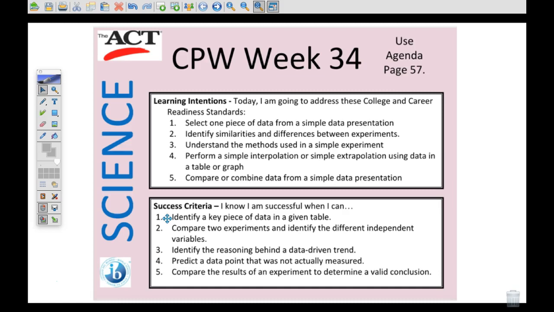In the second question, we'll compare two experiments and identify the different independent variables. In our third question, we'll identify the reasoning behind a data-driven trend. In the fourth question, we'll predict a data point that was not actually measured. And in the fifth, we'll compare the results of an experiment to determine a valid conclusion.